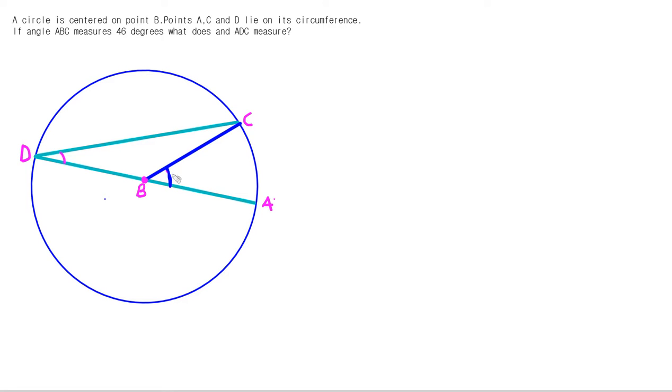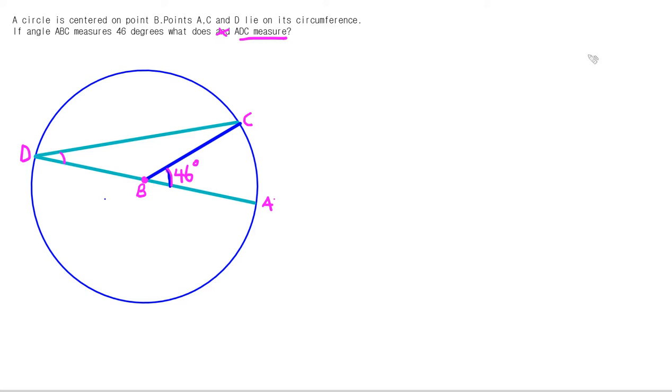measures 46 degrees, what does angle ADC measure? What is the angle ADC? We want to find the angle D right over here. So let's solve for this.